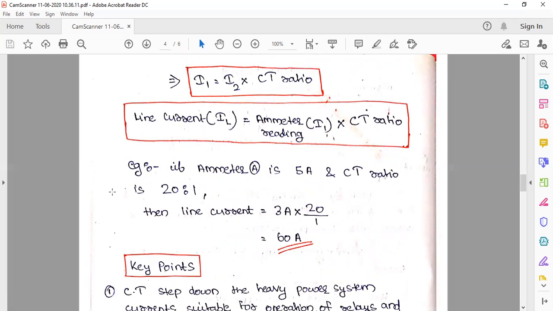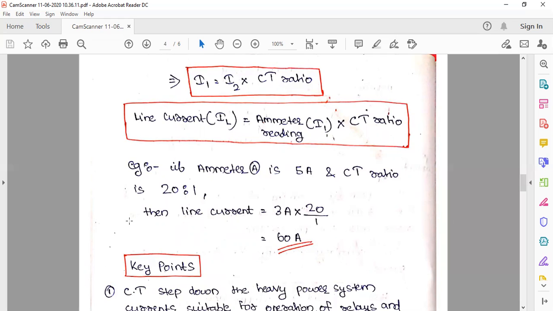So normally for a current transformer, they will give you the CT ratio and ask you to find the line current or some example. See this. So line current IL is equal to ammeter reading, because in the secondary only we are connecting the ammeter, right? So what reading we are getting in the ammeter multiplied by the CT ratio will give you the line current. So if the ammeter is 5 ampere and CT ratio is 20 to 1, because secondary will have more number of turns, right? Then the line current will be 5 into 20.